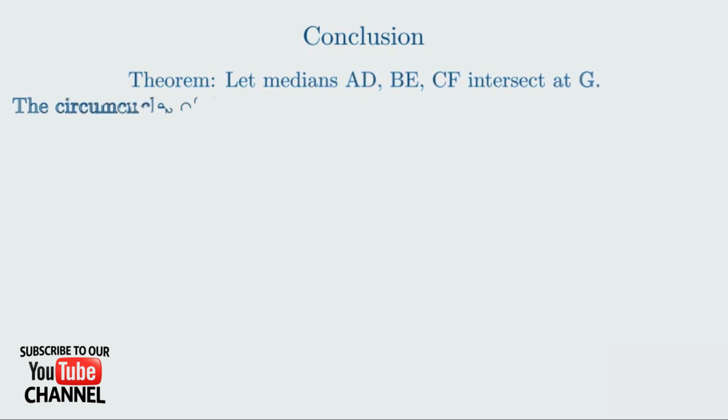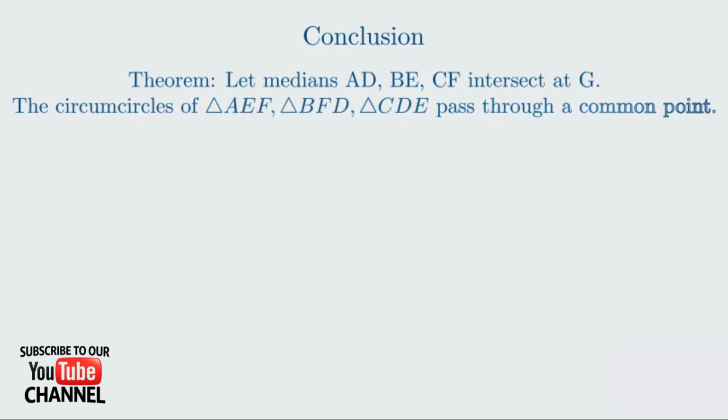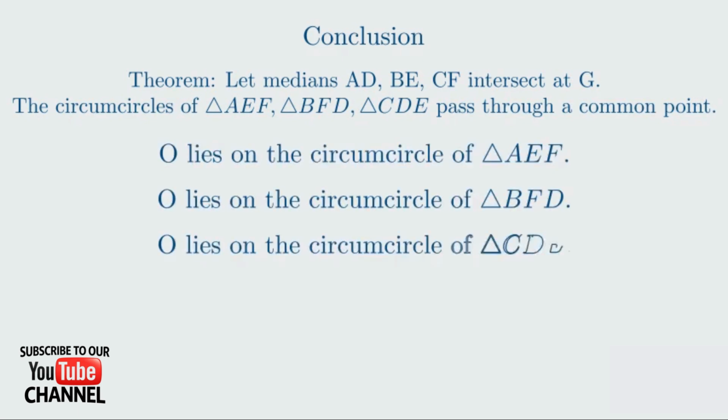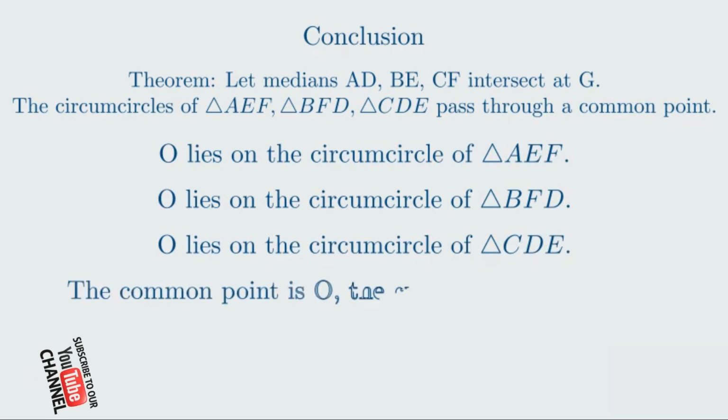We began with the statement we needed to prove. Let medians AD, BE, CF intersect at G. The circumcircles of triangles AEF, BFD, and CDE pass through a common point. We established that the common point we're looking for is the radical center of the three circles. In our proof, we've shown that the circumcenter O of the original triangle ABC lies on all three of these circumcircles. This means that the circumcenter O is indeed the common point of intersection for all three circles. Therefore, the theorem is proven.